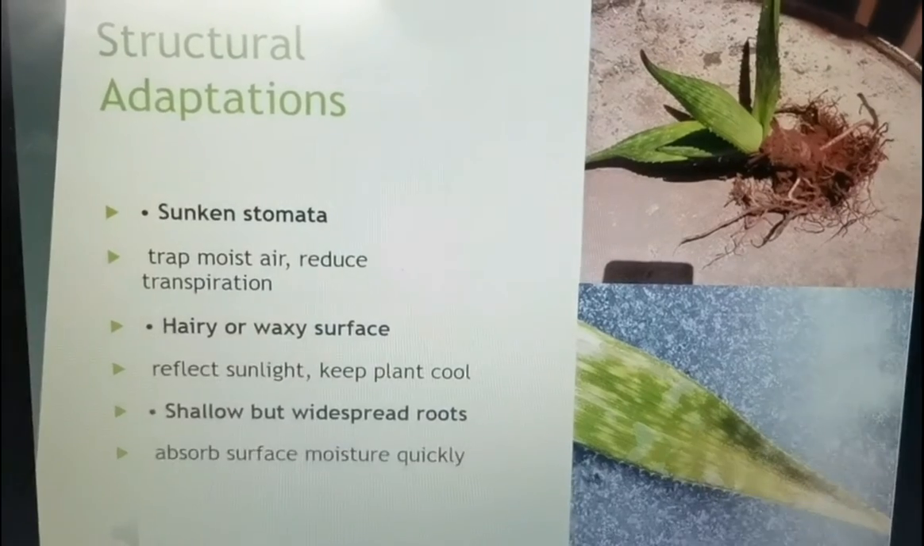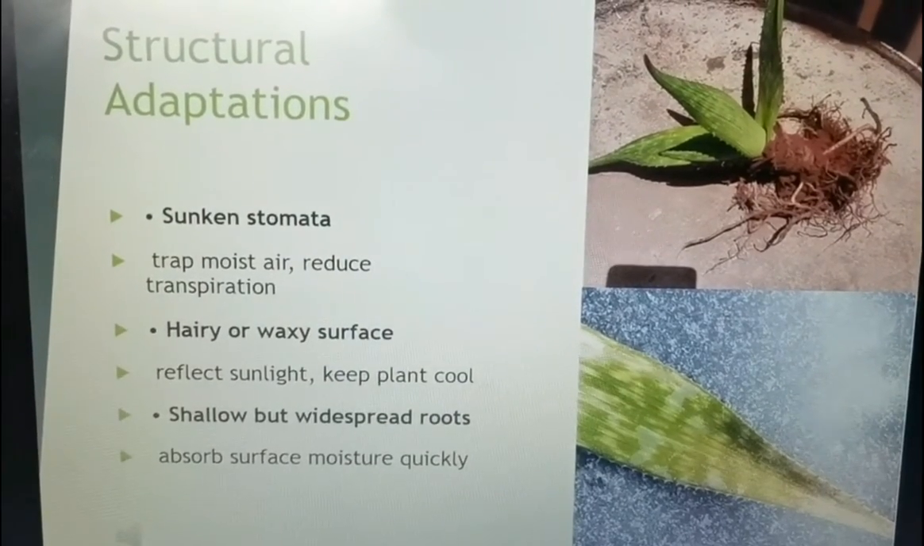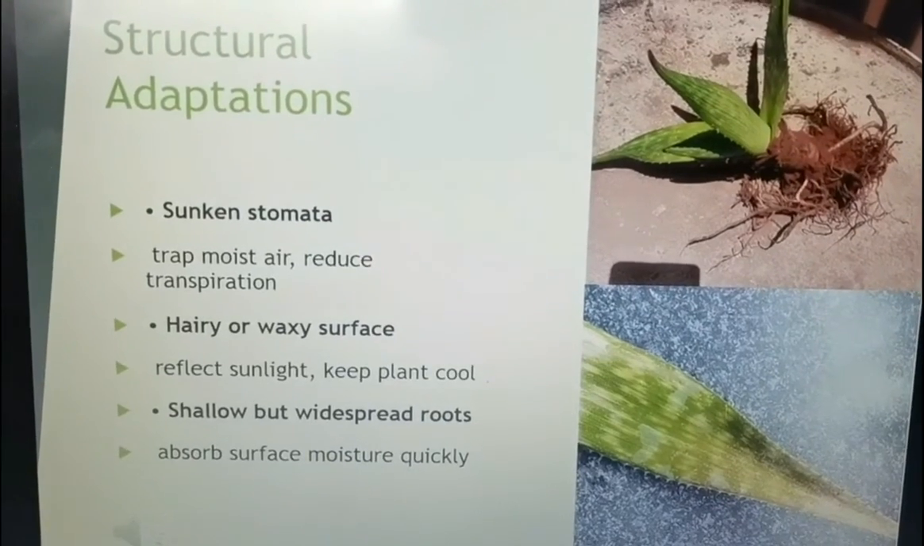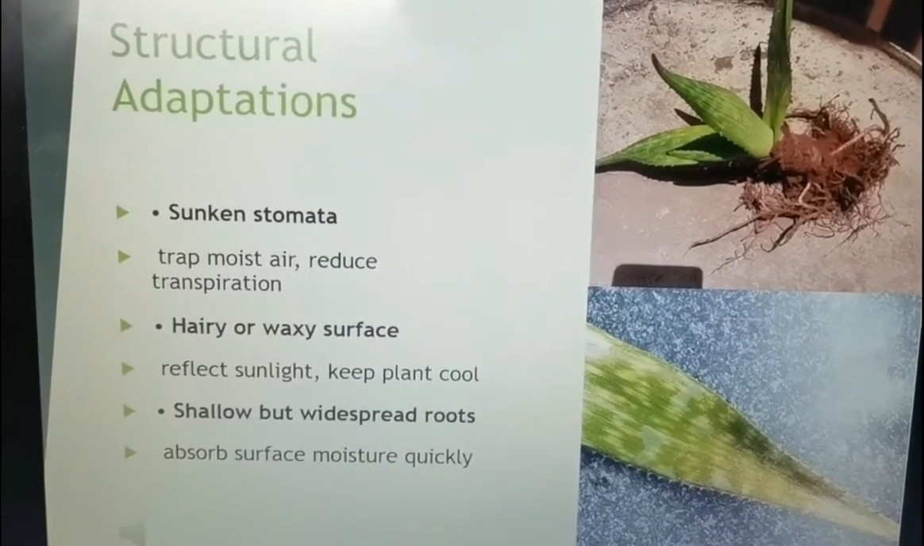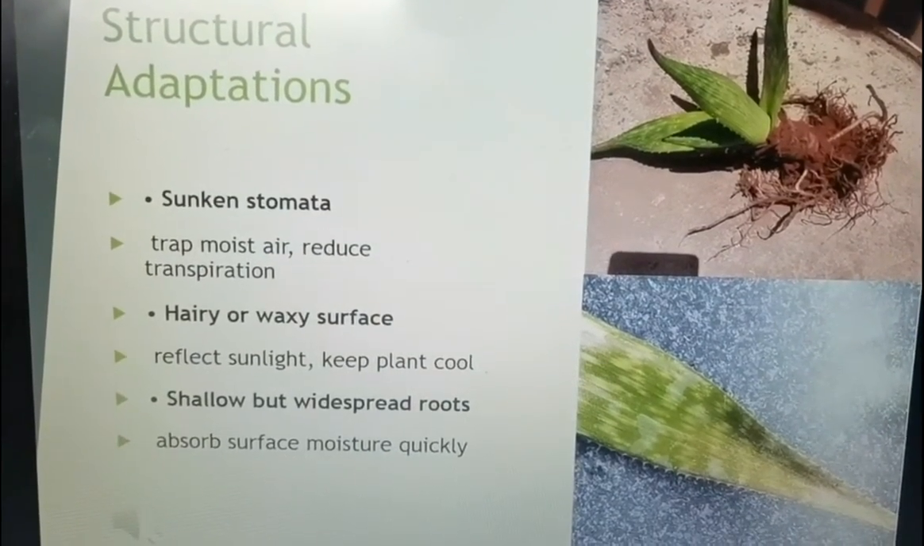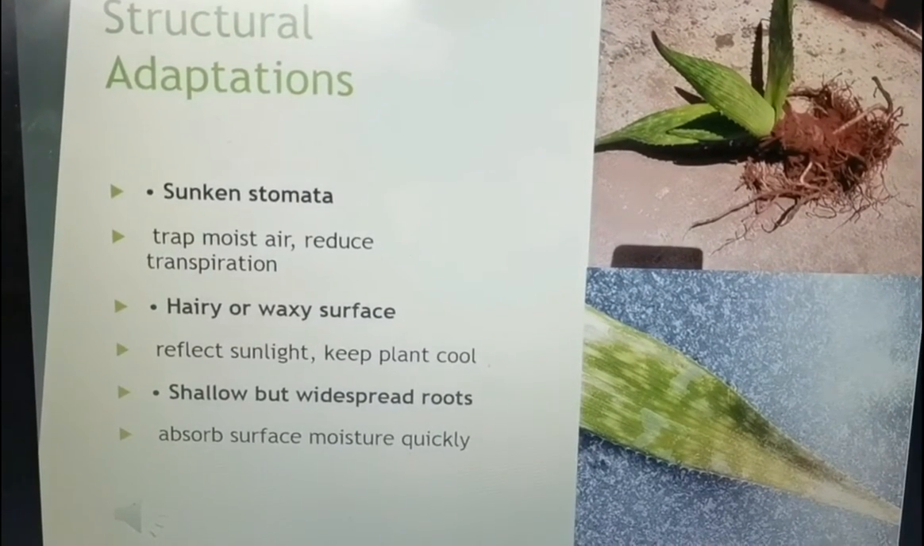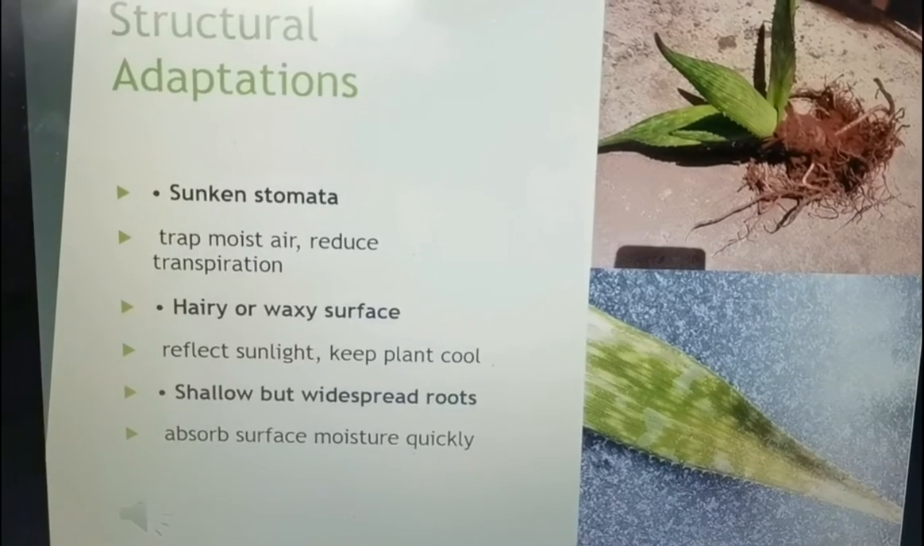The hairy or waxy surface reflects sunlight and keeps the plant cool. Shallow but widespread roots are for absorption of moisture quickly, so that the plant is able to absorb water and store it.